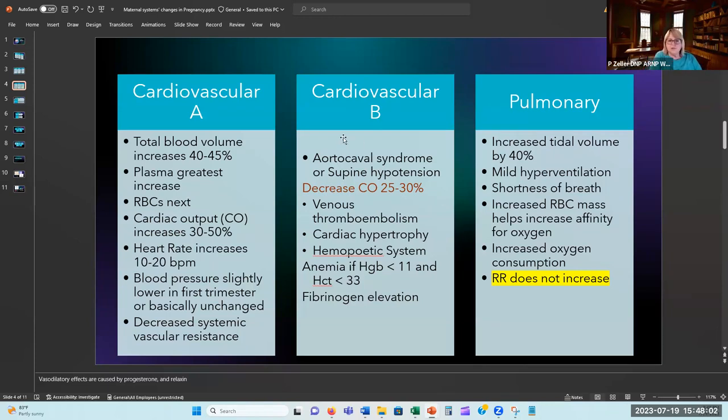So if I go back to that video, you remember the blood flow was coming through the vena cava and the aorta and circling around and perfusing the uterus. If she lies on that with her large uterus, her large baby and all that amniotic fluid, the weight of that pregnancy could actually compress the vena cava in particular. And so what happens if the blood flow to the uterus is reduced? What does that mean?